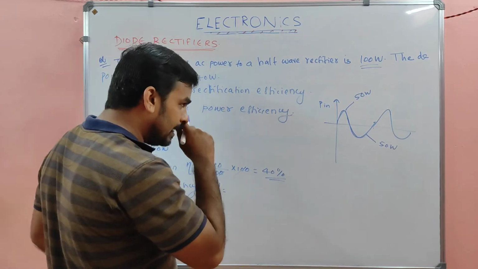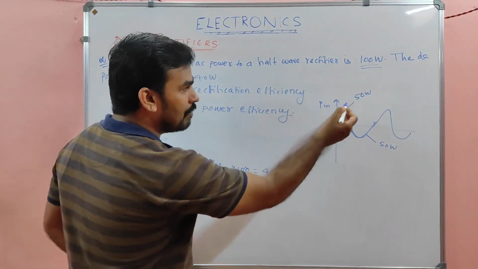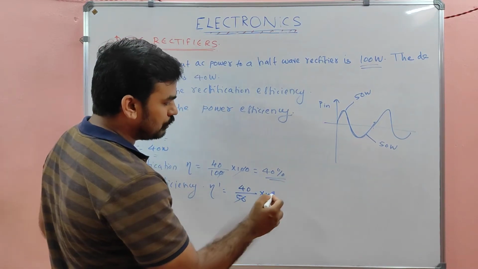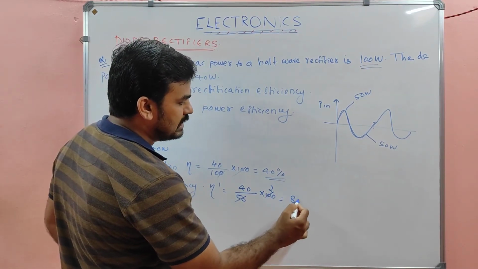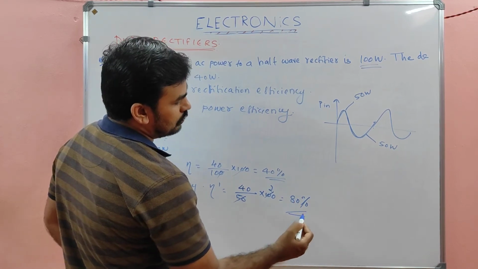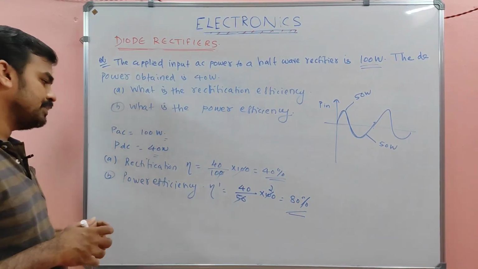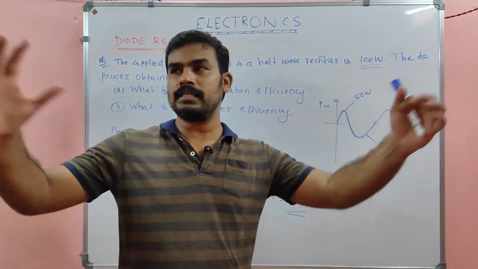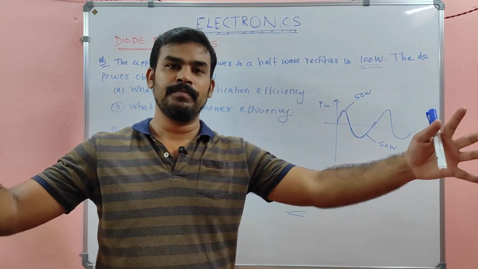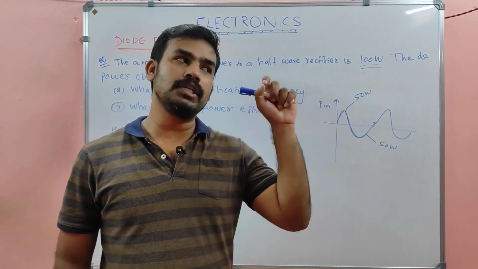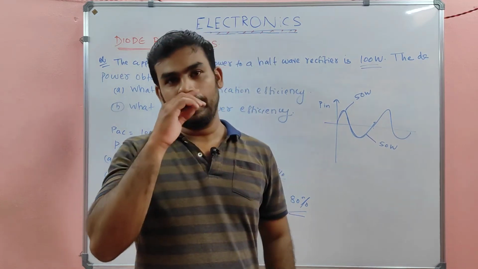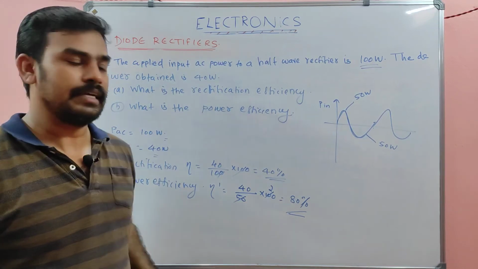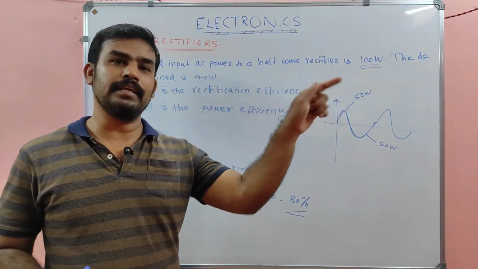So the power output of the diode is nothing but, my dear, 40 watt. Power input to the diode is nothing but, my dear, 50 watt. So 40 by 50 into 100 is nothing but, my dear, 80%. So that is the difference between rectification efficiency and power efficiency. Rectification efficiency means you consider the whole rectifier system. Power efficiency means you consider only the diode. So what is the power? I mean the diode's power efficiency. That term means you have to focus on the diode only.